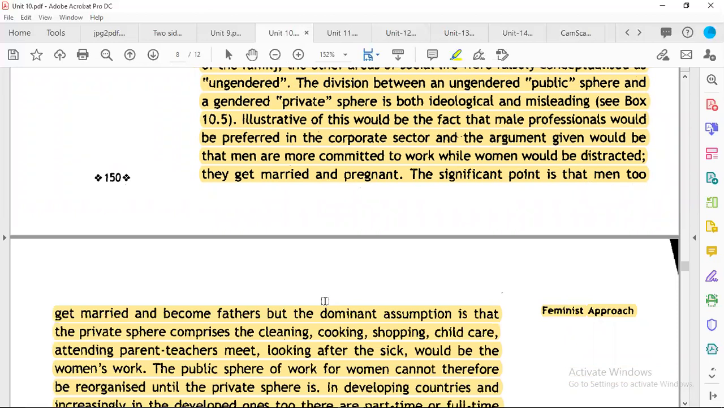Another example, which is illustrative of this, would be the fact that male professionals would be preferred in the corporate sector, and the argument given would be that men are more committed to work while women would be distracted. There is a controversy that high profile corporate sector jobs are only for men, just because men are very committed towards work and women become distracted. Why do women become distracted? Just because they get married, they have family pressure, or they may conceive a child. That's why the corporate sector is not for women, right?